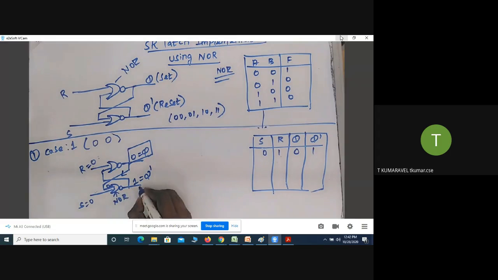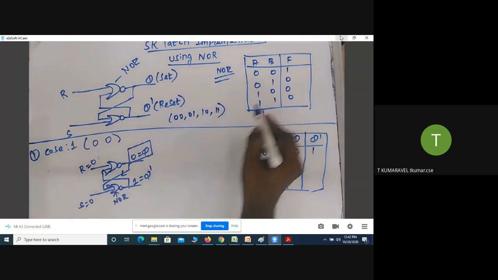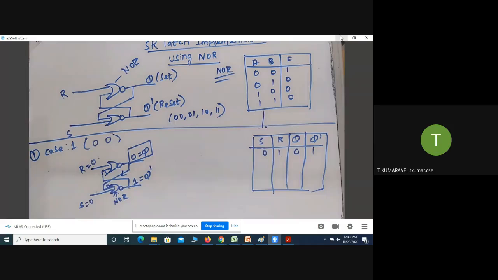So here the output equal to 1. This is the input for here. So what happens? 0, 1 gives the output 0. So whenever I provide S equal to 0 and R equal to 0, it is similar to the previous stage. Is it okay for you?